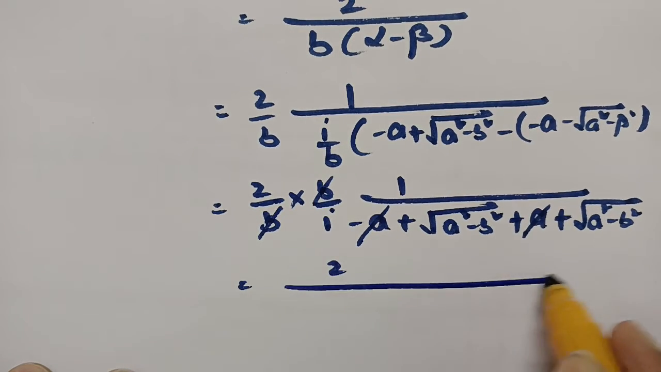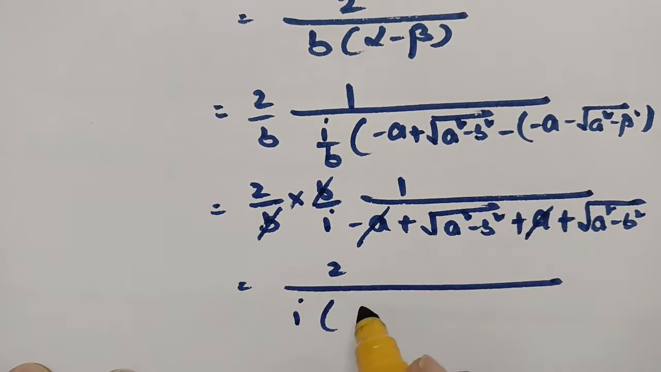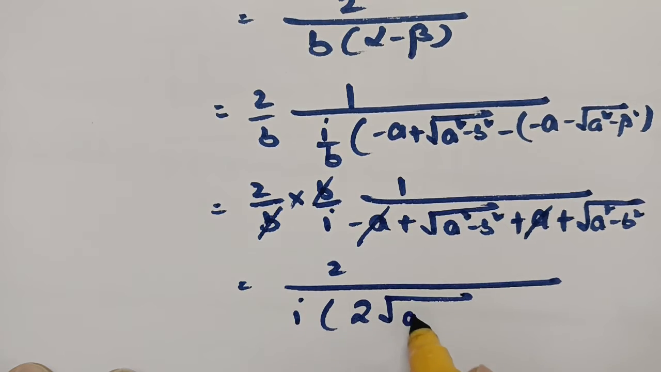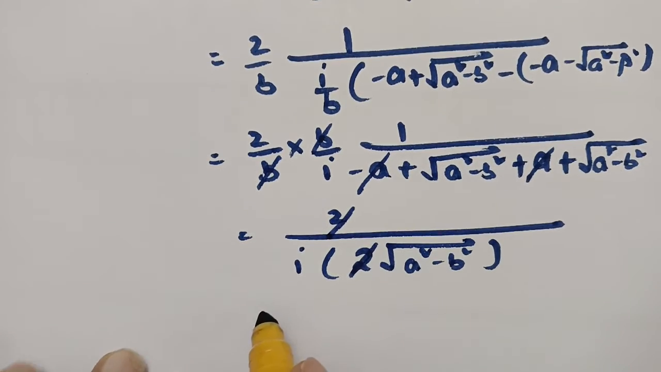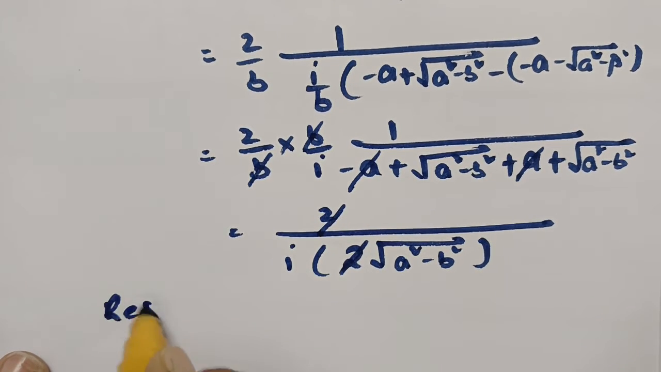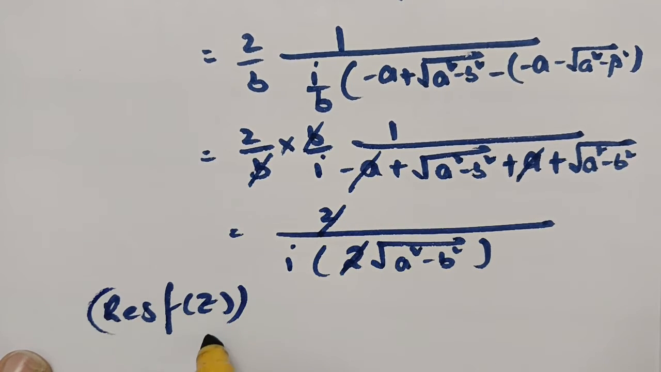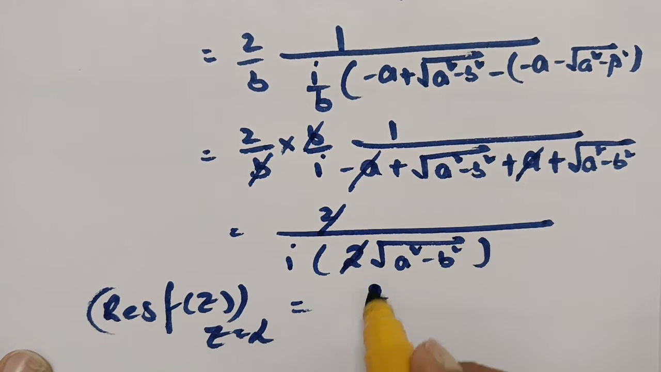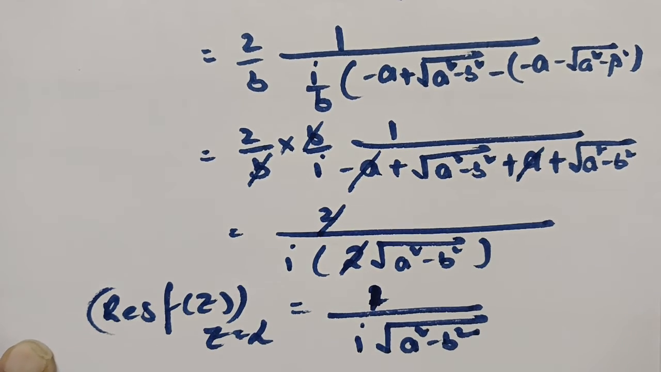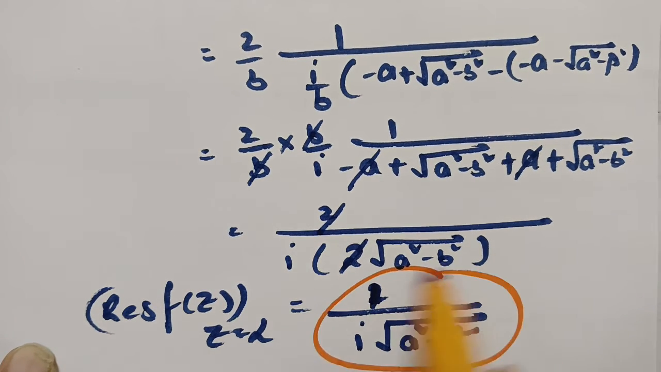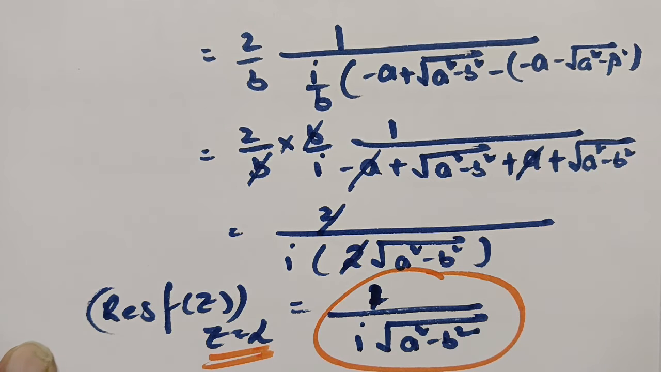This is 2 by i times of, so this value is 2 times root over a square minus b square. So even I can cancel this 2 and 2. Therefore, we got the residue value of f of z at the interior pole z is equal to alpha is nothing but 1 by i times root over a square minus b square. So this is our residue value. The residue value is this one for the interior pole z is equal to alpha.